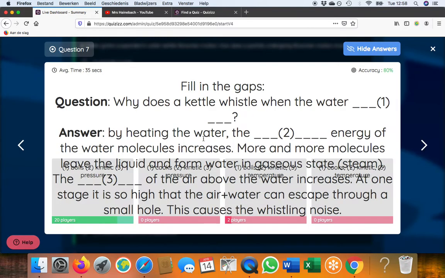Let's double check what was the right one here. Okay, the pressure of the air above the water increases. At one stage, it's so high that the air and water can escape through a small hole. Yes, it's about pressure because it explains the kettle whistling. So it can also be temperature, but pressure is better because that explains the answer.